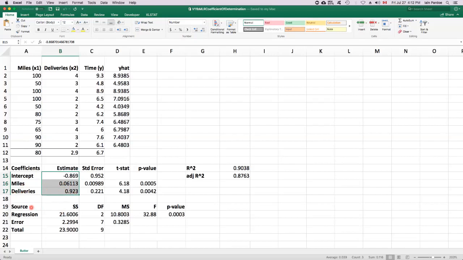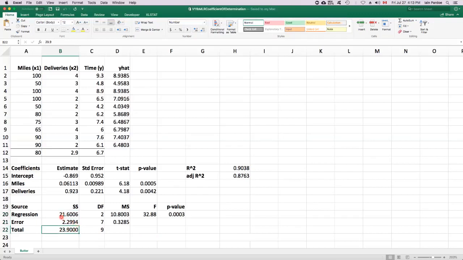And then we talked briefly about this analysis of variance table. The analysis of variance table has a column for the sums of squares, which is what SS stands for. There's a sum of squares for regression, which comes to 21.6006 in this case. Sum of squares for error, 2.2994, and then a total sum of squares, which is the sum of these two things.